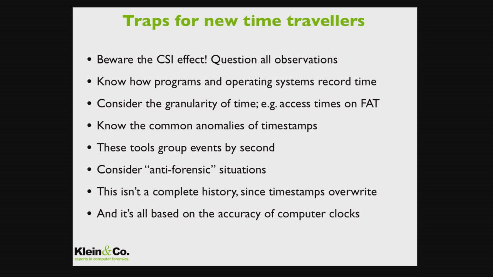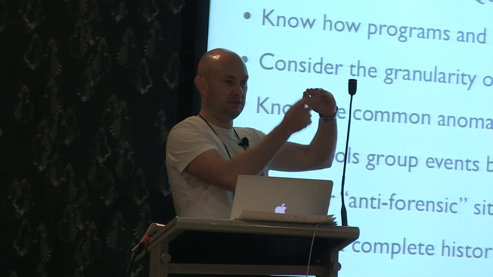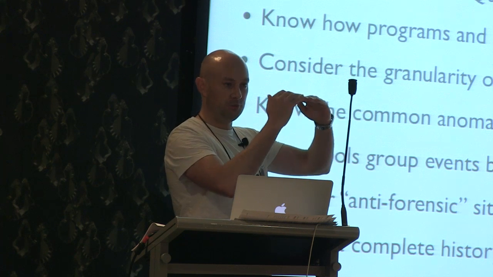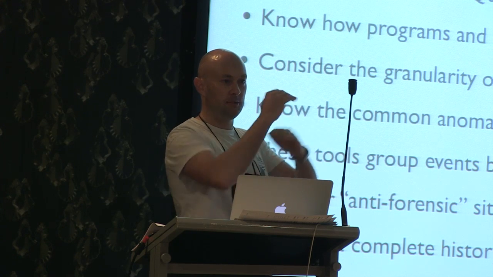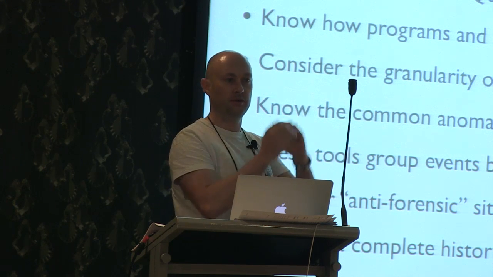I've talked about granularity of time. You need to be careful about how granular time is recorded in different places. That access time or access day one is an important one on FAT file systems. The other thing is log2timeline and FLS will dump file system information, dump time information rather, by second. So you get a whole group of entries that all have exactly the same timestamp. They're not presented in the order in which they actually occur. They might have been sort of flipped around. So you need to be conscious of that.